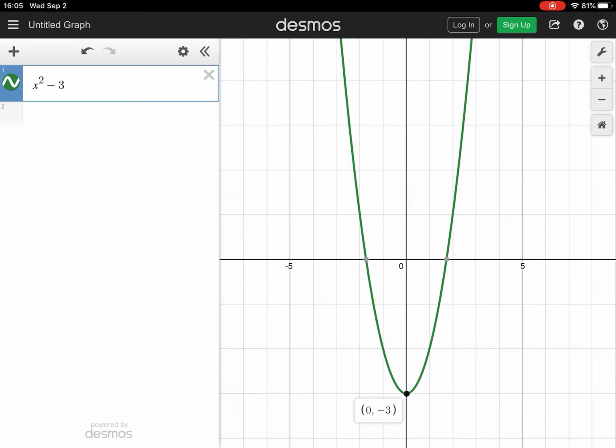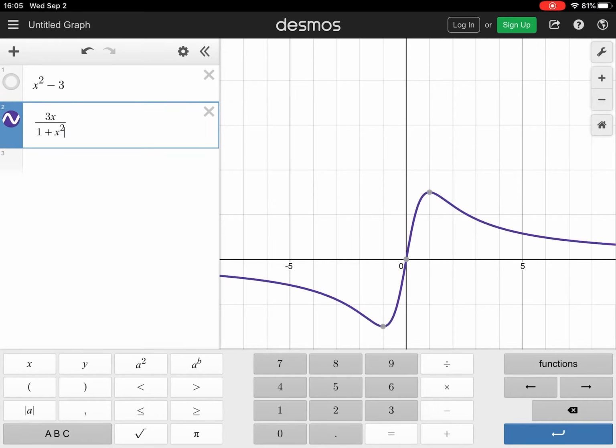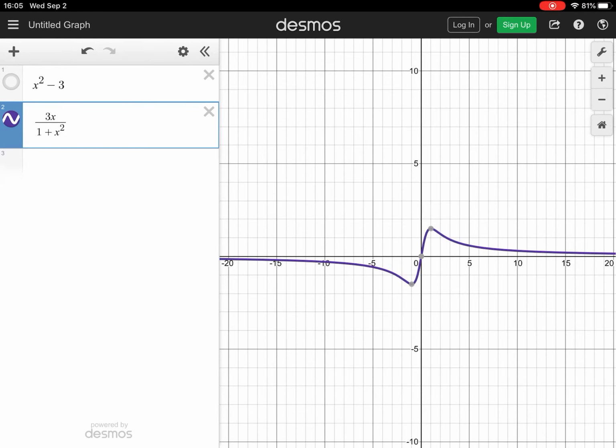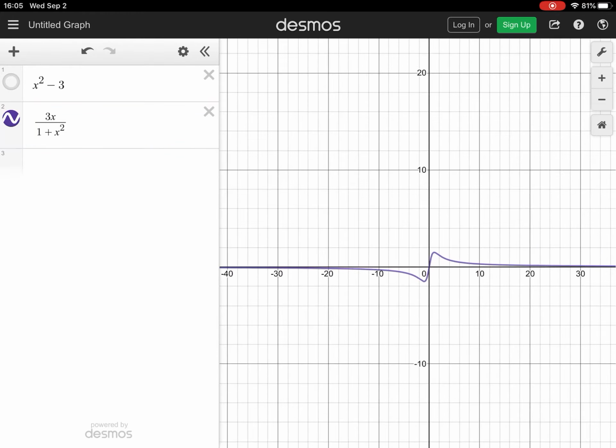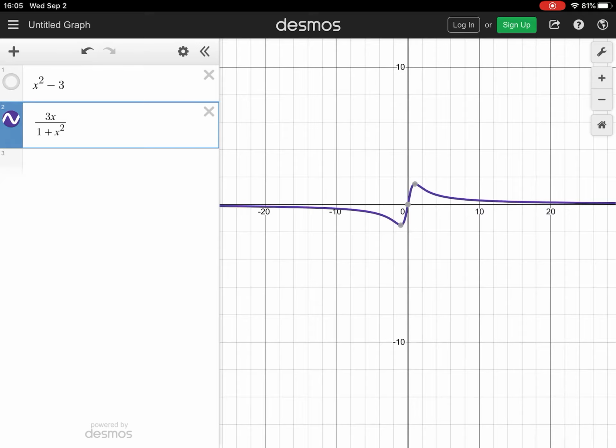All right, x squared, it is bounded below because it is bounded at 0, -3. So -3 is the lower bound. All right, instead of switching back and forth to the notes, I'm just going to keep on going here. Our next function is 3x divided by 1 plus x squared. All right, if you notice, there is an absolute top and an absolute bottom. Therefore, it is bounded. Even as you zoom out, it's forever going close to 0. So it is bounded.